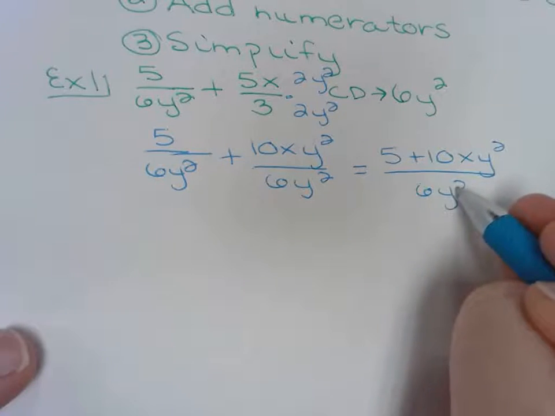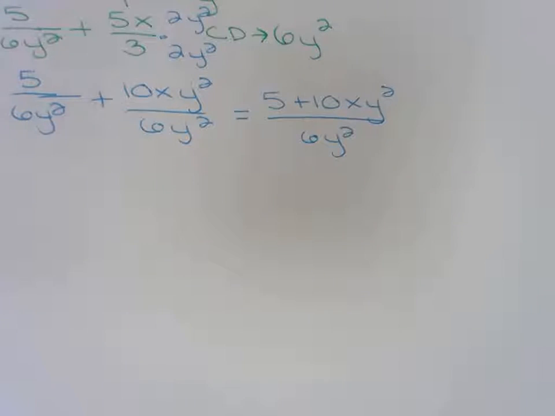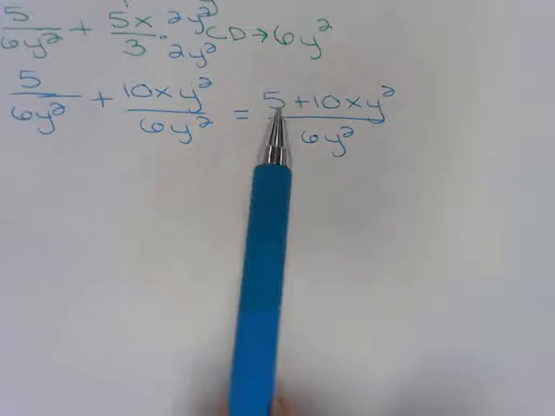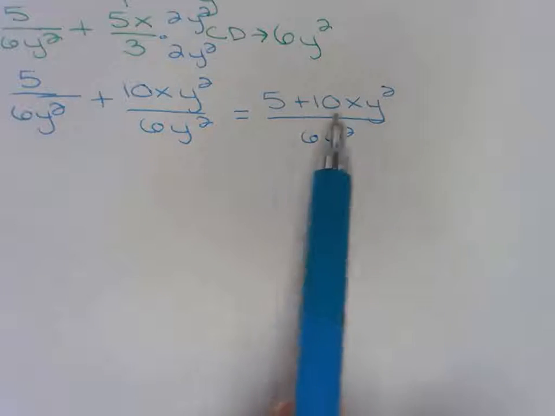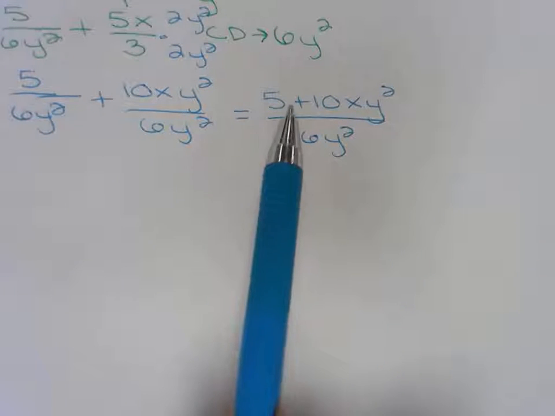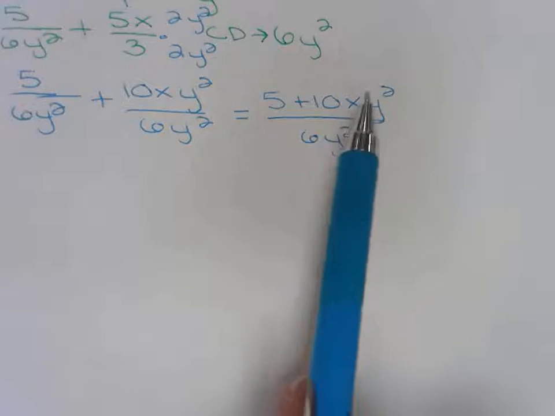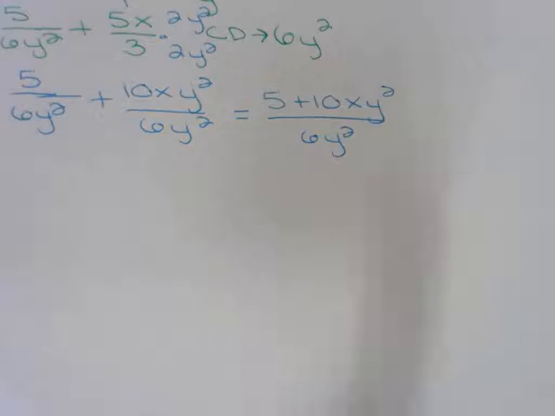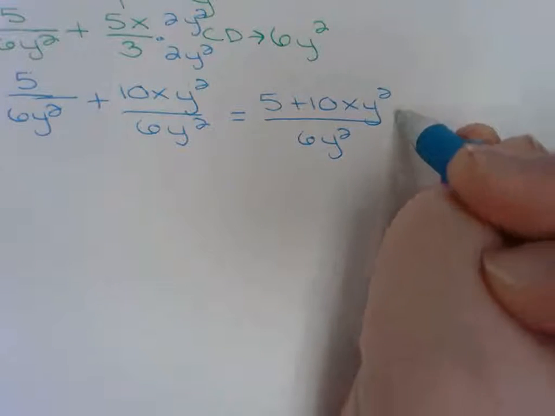6y squared. And if I look at simplifying, look at your coefficients. Can I divide 5, 10, and 6 by something? No. If I look at the top, can I factor anything out of the top? I cannot, because this y squared is separated by a plus. It's not the entire thing, it's just this xy. So that is my answer.